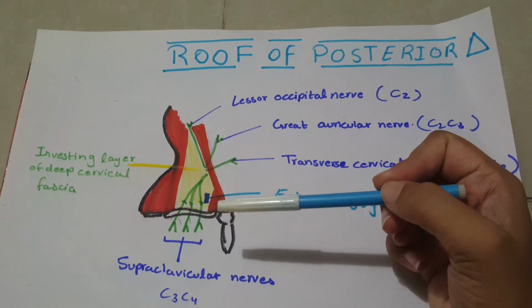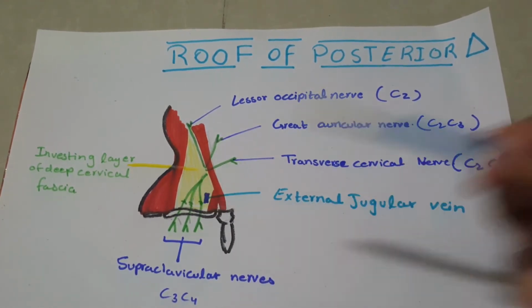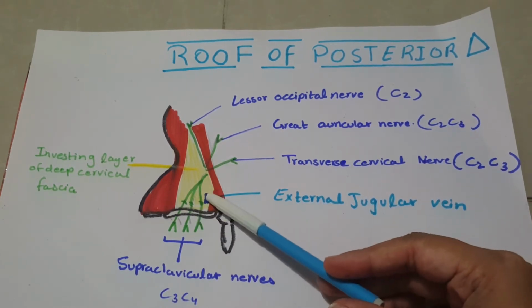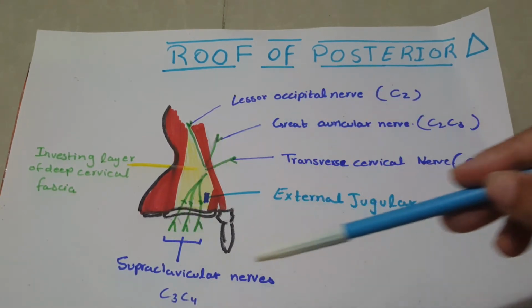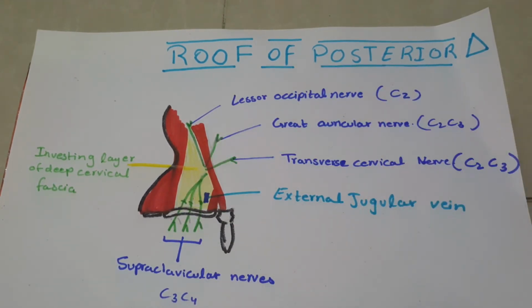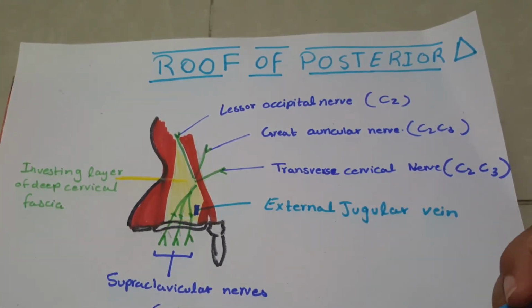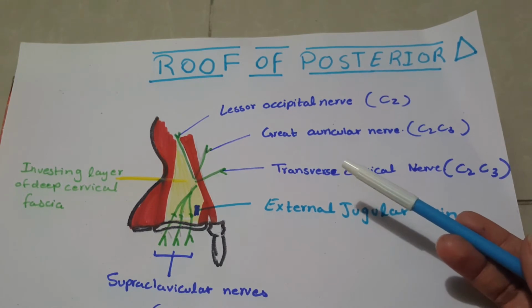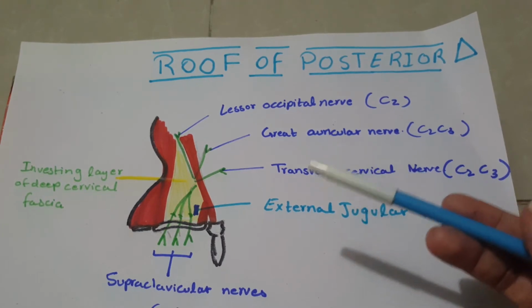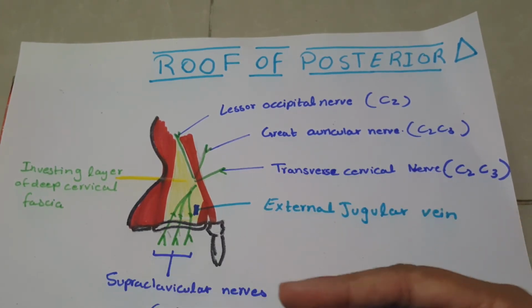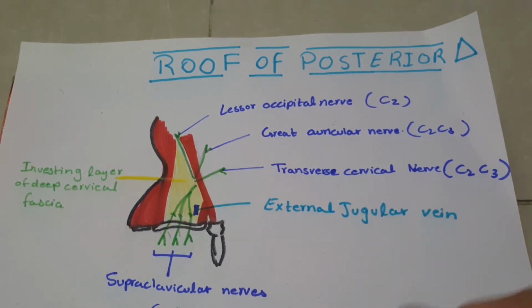Superficial fascia over the roof of the posterior triangle also contains external jugular vein. So with blue color I have shown external jugular vein. So these are the structures that are present in the superficial fascia of the roof of the posterior triangle. Apart from these structures, superficial fascia also contains some arteries that are derived from occipital artery, transverse cervical artery, and suprascapular artery, and some lymph vessels which basically pierce the deep fascia and end in supraclavicular lymph node. They are also present in the superficial fascia.